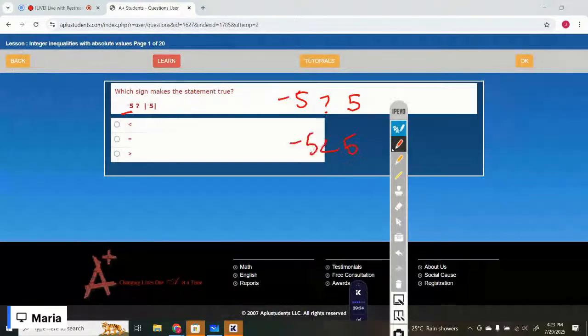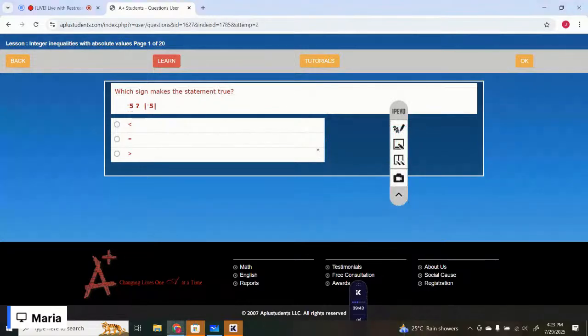So -5 is less than 5 because negative numbers are always less than positive numbers, right? So -5 is less than 5. Option number 1 is the correct option. Yes, it is.